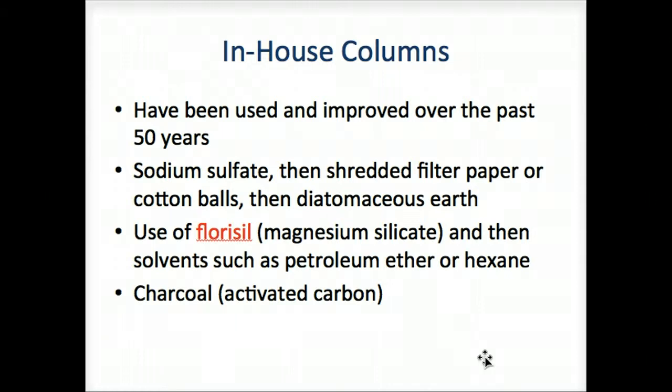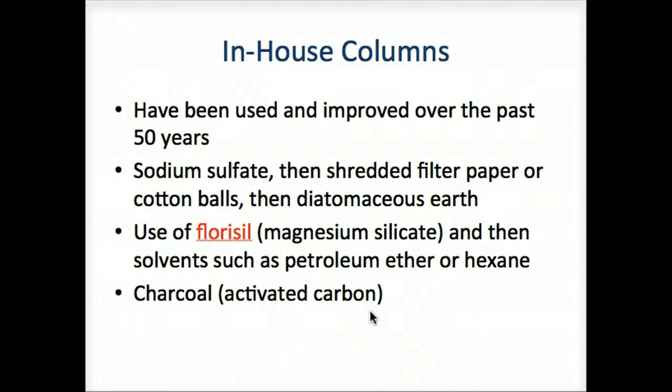An example of column chromatography is the use of Florisil, this term right there, magnesium silicate, packed into glass pipettes or Pasteur pipettes to recover organochlorine pesticides, DDT. After the drugs are absorbed into Florisil, non-polar solvents such as petroleum ether or hexane are used to recover the organochlorine pesticides. Charcoal, activated carbon, is used in some columns by toxicologists.